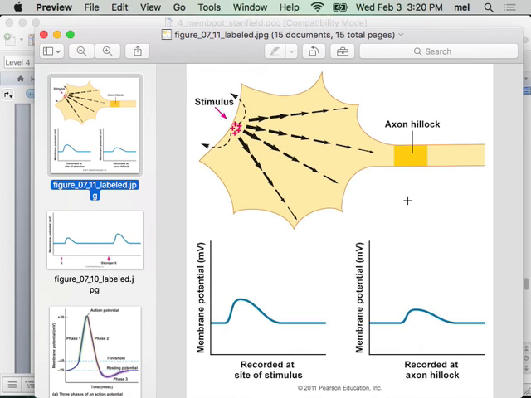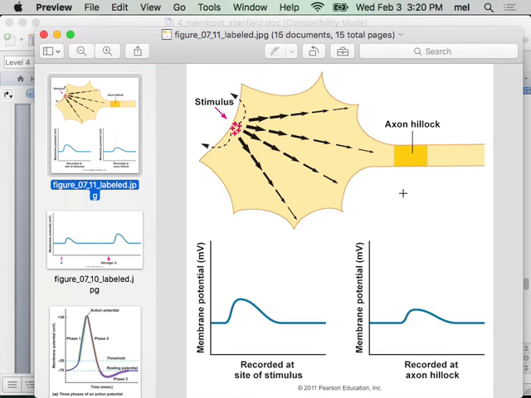Chemical gated. I can't hear you. Dendrites and cell body. Yes, that's what this is about. Remember? Dendrites and cell body are about receiving, right? They are going to receive the chemical that opens the chemical gated channels. Yes? So chemical gated sodium channels.